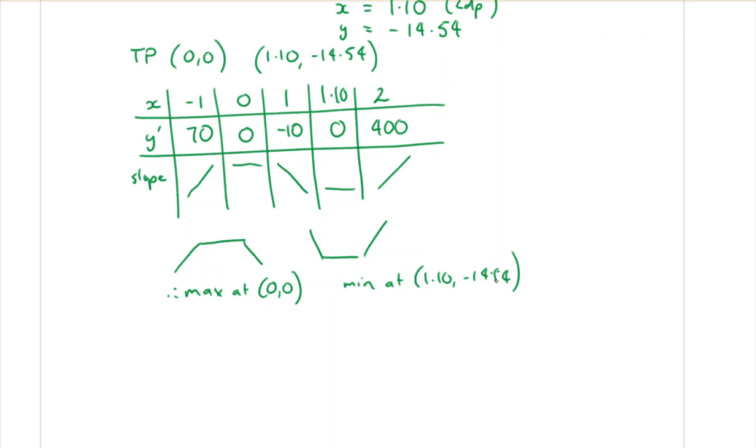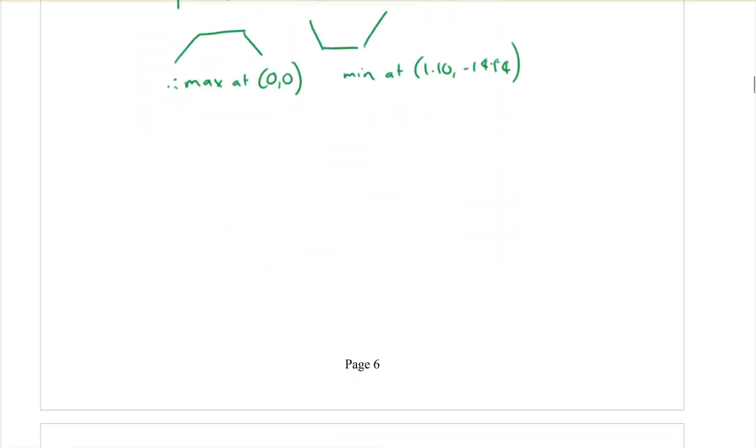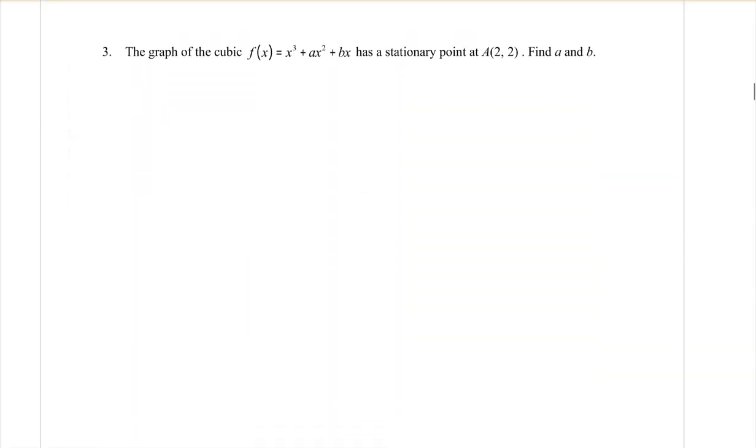All right, question 3. All good? Question 3. The graph of the cubic f of x equals x cubed plus ax squared plus bx has a stationary point at 2, 2. Girls, find A and B.